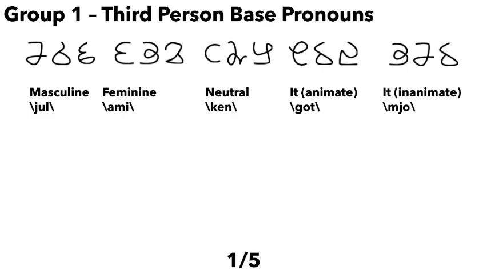The animate form of it and the inanimate form, there are two separate words. I'll explain the difference here. So the animate form is used for like a cat or a dog or a person that would want to use that pronoun. If the thing is living, then you're going to use got. And if it's non-living, if it's like a rock or a wall, then you're going to use myo with it. So that's the difference. And these are your five third person based pronouns.